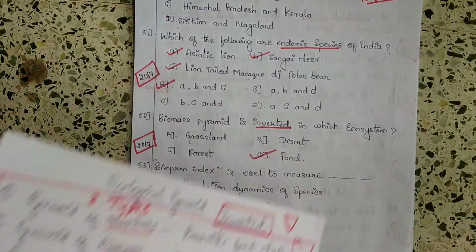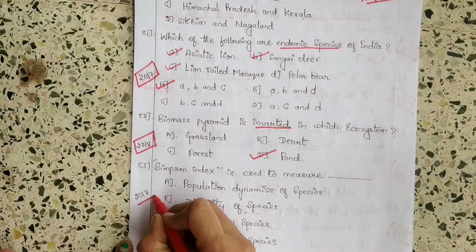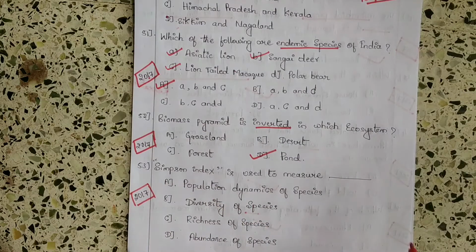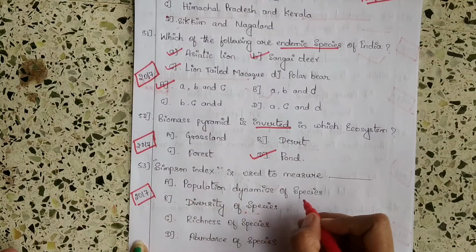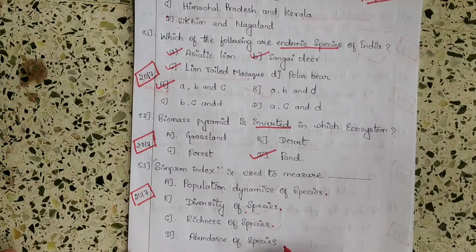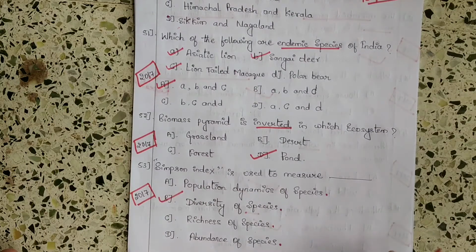Let us move on to the next question, which is asked in the year 2017, which is the 53rd one. Simpson index is used to measure option A population dynamics of species, option B diversity of species, option C richness of species, option D abundance of species. So the correct answer for this is option B, diversity of species.